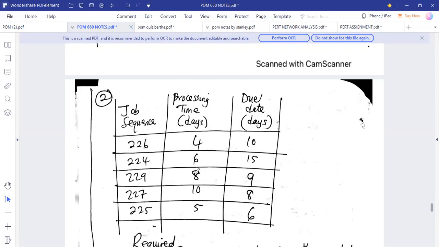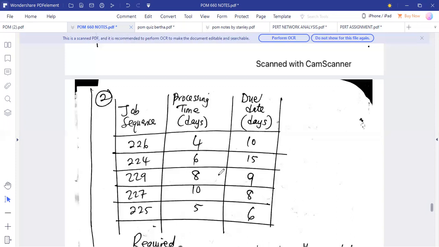All right then, so we have the job sequence here. For the first one, we are talking about the job 226. The other one is 224, the 229. We also have the 227, the 225. The processing time, the time taken to work on a job. All right, we have the 4, we have the 6. Then we also have the processing time for the other job, 224, which is 6. The 229 is 8, the 227 is 10, the 225, we are saying here, is 5.